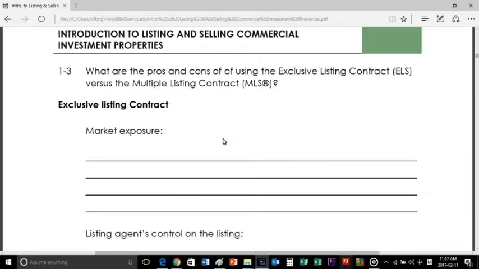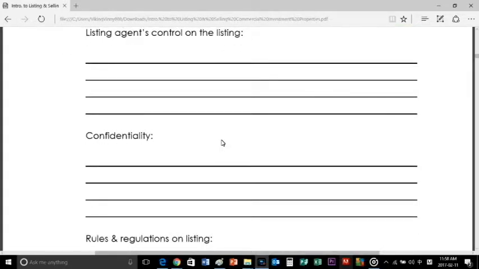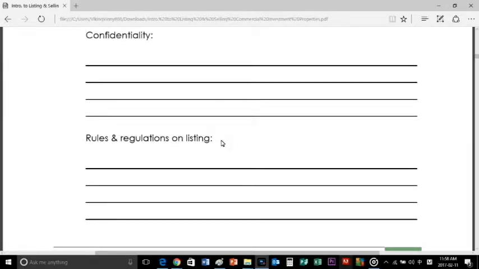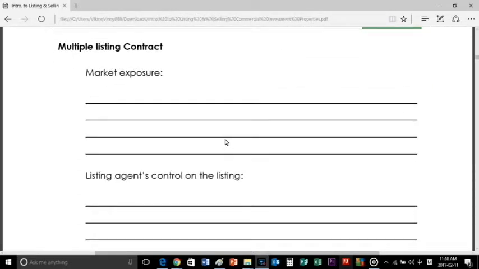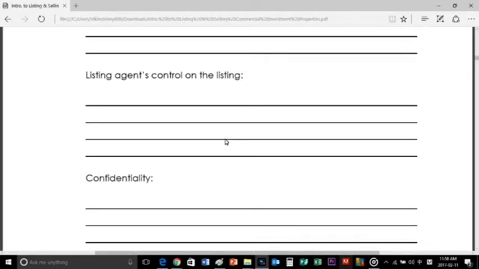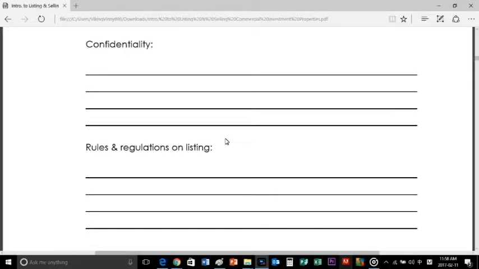1-3, what are the pros and cons of using the exclusive listing contract, ELS, versus the multiple listing contract, MLS? Exclusive listing contract, market exposure. So say something about that. Listing agent's control on the listing for the exclusive. Confidentiality. What about that for the exclusive? Rules and regulations on the listing. How about that for exclusive? So how about for the multiple listing contract? Market exposure, listing agent's control on the listing, confidentiality, rules and regulations on the listing.